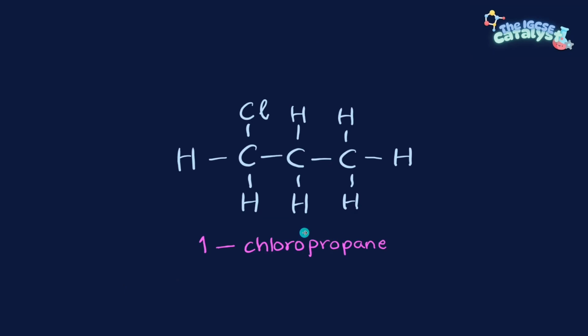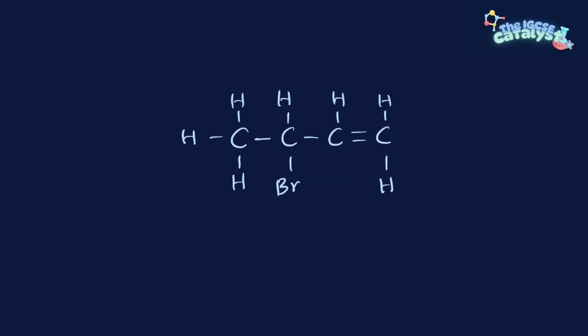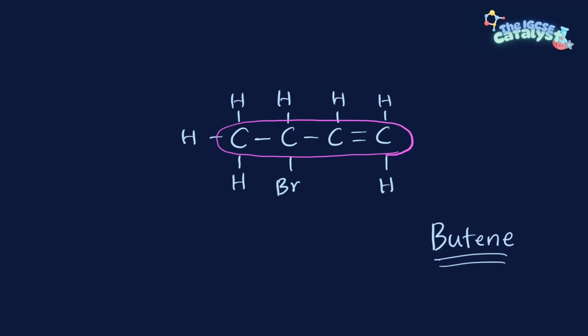main chain. Let's try a harder one for the final example. Here we have this molecule, and as usual, the first step is to find the longest continuous chain of carbons. Here we have these 4 carbon atoms connected in a straight chain, and there's this double bond here. So this is an alkene that has 4 carbon atoms. What do we call this? Butene. So butene is the name of the parent chain for this molecule.